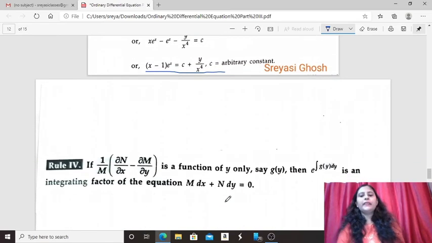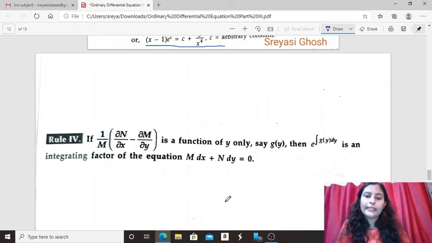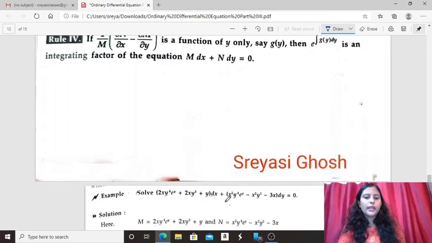Again, a very similar formula or rule, similar to the third rule, all of us can understand. In the prior one, we had considered del m del y minus del n del x into 1 by n. Here we are considering 1 by m (del n del x minus del m del y). And obviously, if it is wholly a function of y, g(y), then we will consider e to the power integration g(y) dy as the integrating factor, right? So here in the sum you will see that the sign also you have to keep in mind.